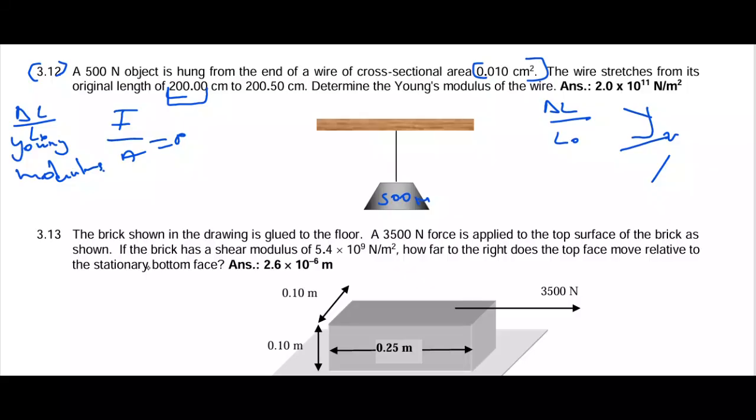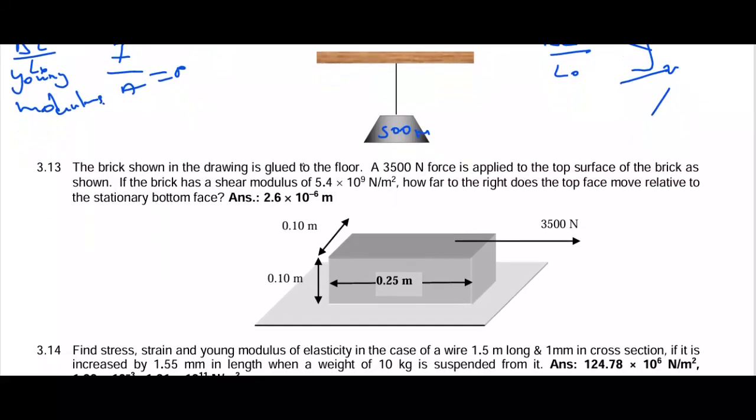So the next one is 3.13. The brick shown in the drawing is glued to the floor. A 3,500 Newton force is applied to the top surface of the brick, as shown. If the brick has a shear modulus, here they give you the shear modulus. They also managed to specify which modulus it is. So this is a shear modulus.